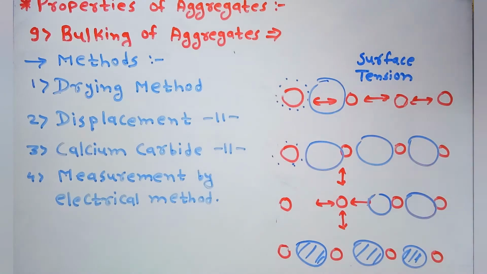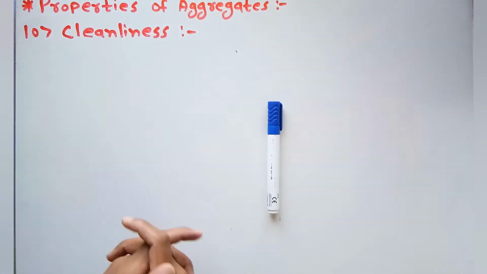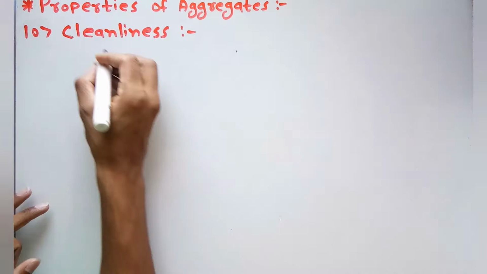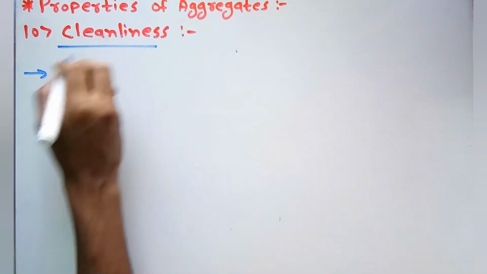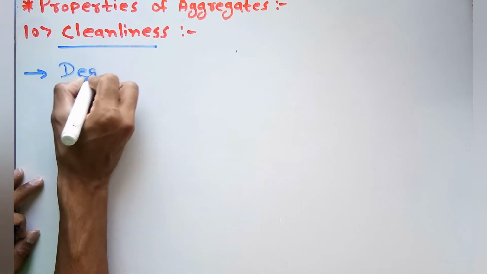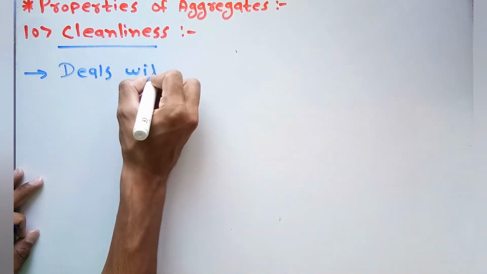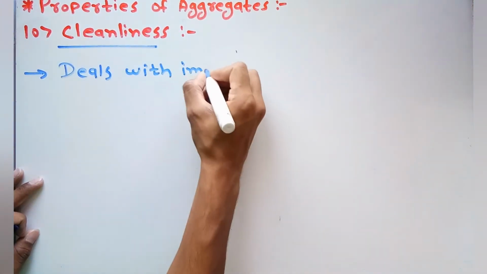Now we will move towards our next property, that is cleanliness. This cleanliness simply deals with the impurities in the aggregates.